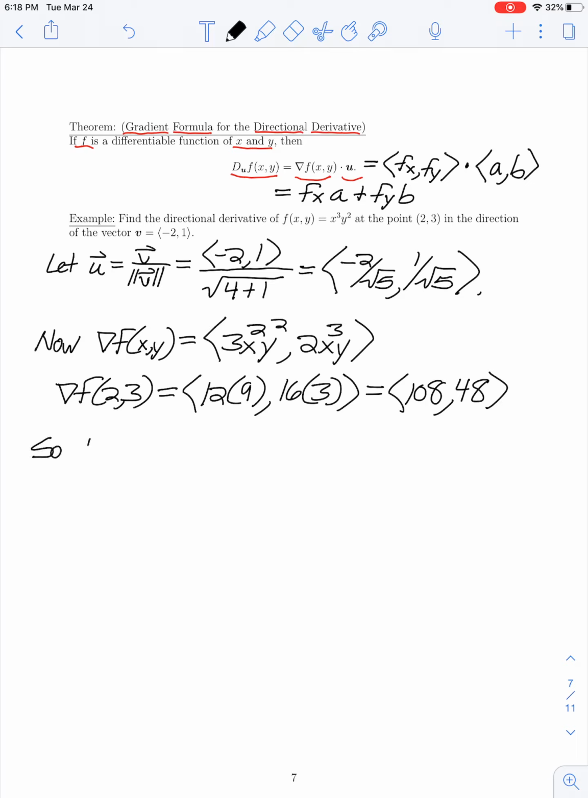And for our directional derivative of this function f at the point 2, 3 in the direction of the unit vector u, we're going to look at the dot product of the gradient vector at the point 2, 3 with our unit vector u.